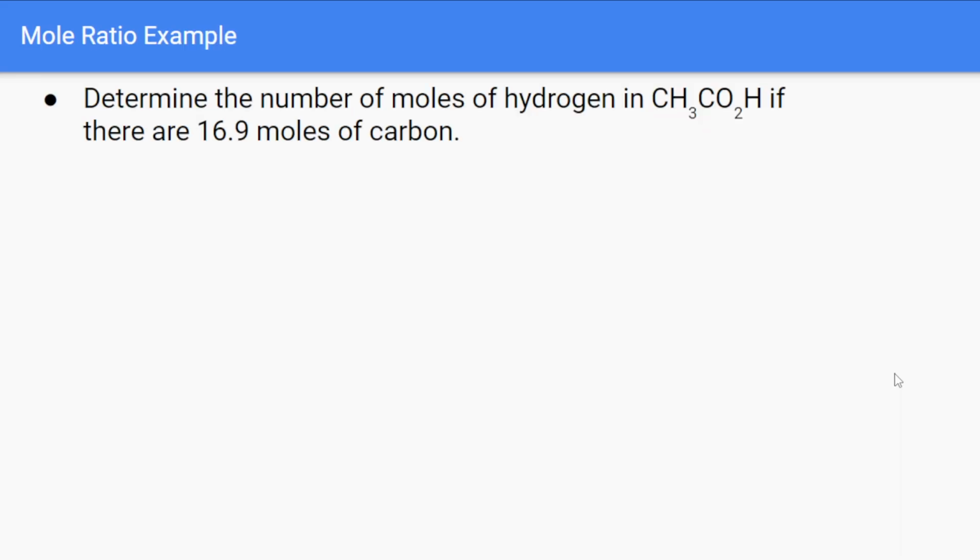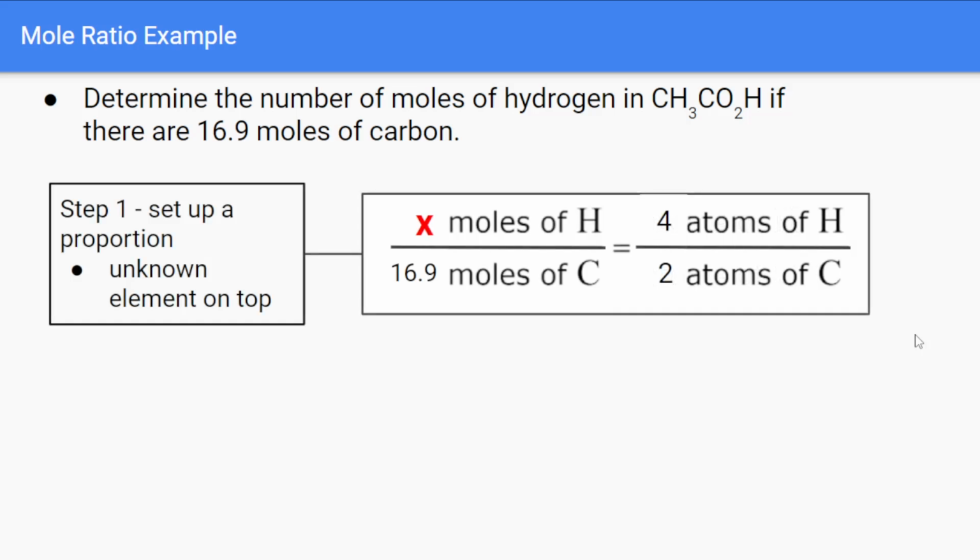You can use that to solve mole ratio problems. For example, determine the number of moles of hydrogen in CH3CO2H if there are 16.9 moles of carbon. Step 1. Set up a proportion, and this is the proportion of moles to atoms. You want to put the unknown element on top, and since we're looking for hydrogen, that is the unknown. So there are unknown number of moles of hydrogen and 16.9 moles of carbon.